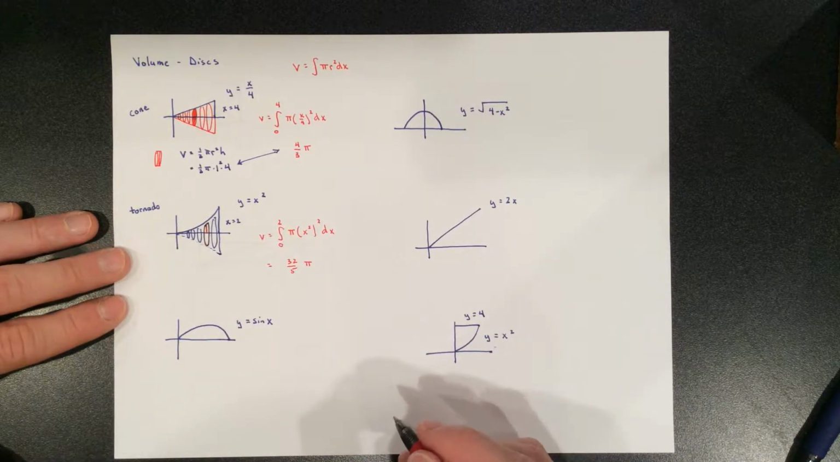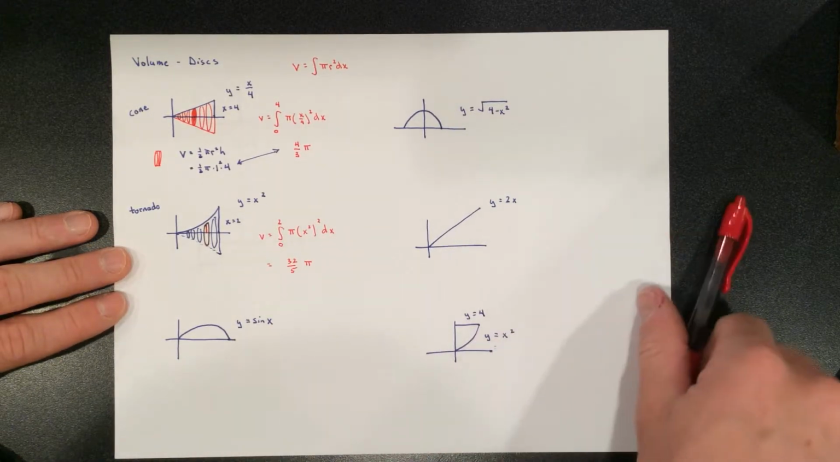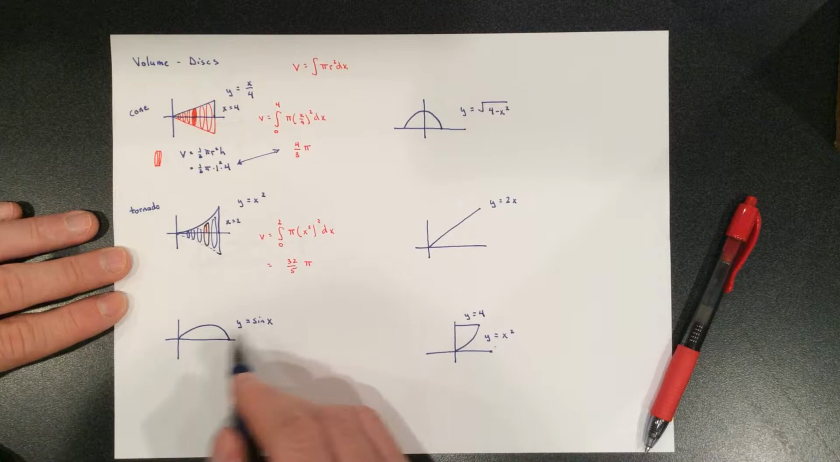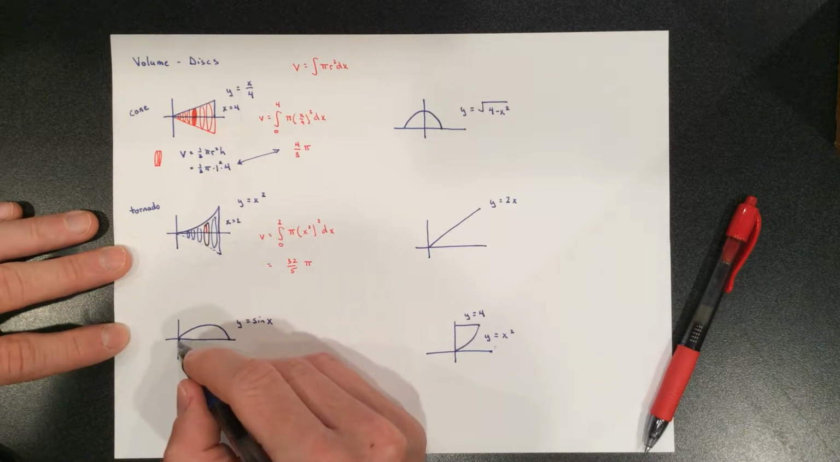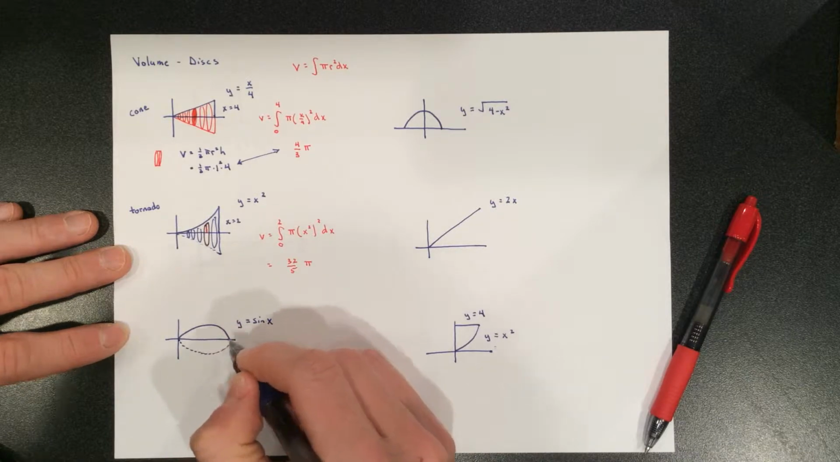That is the volume. Down here, let's take the curve sine x and rotate it about the x-axis, and you'd get some walnut.